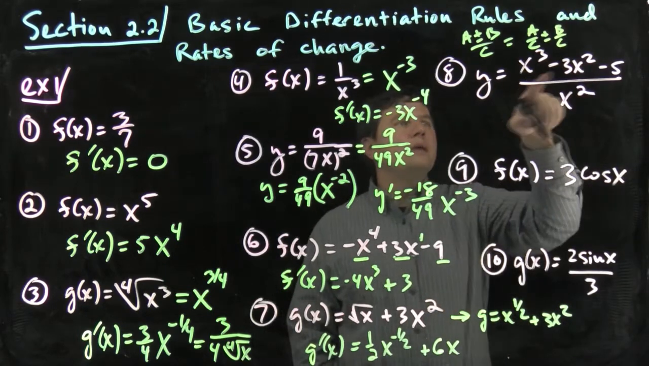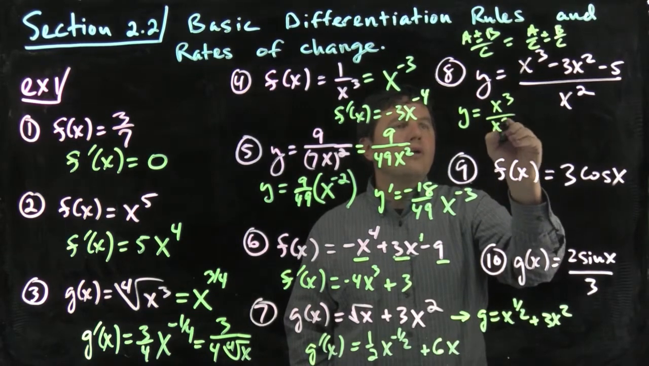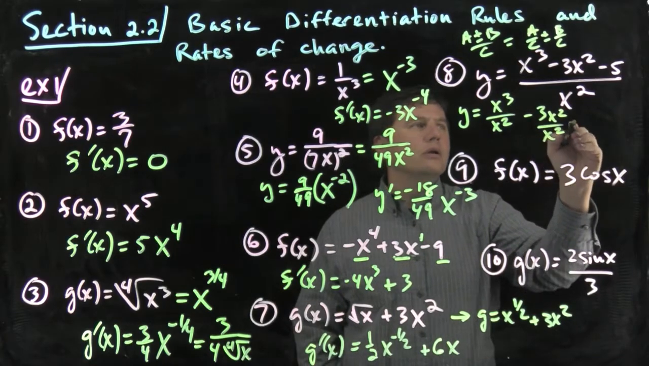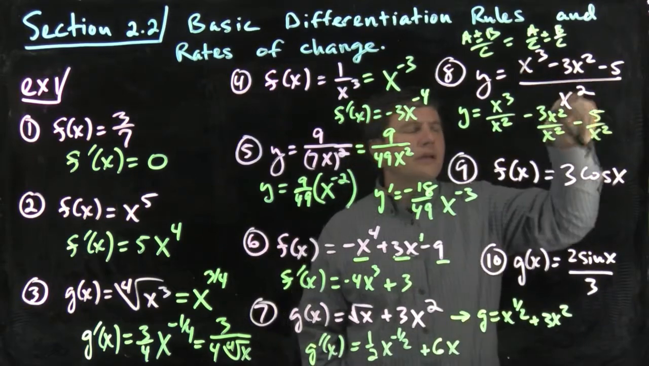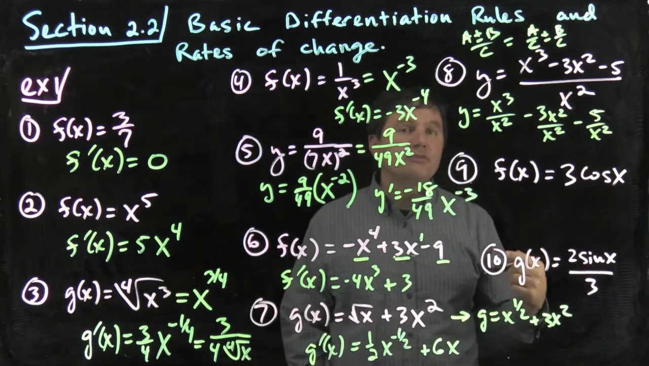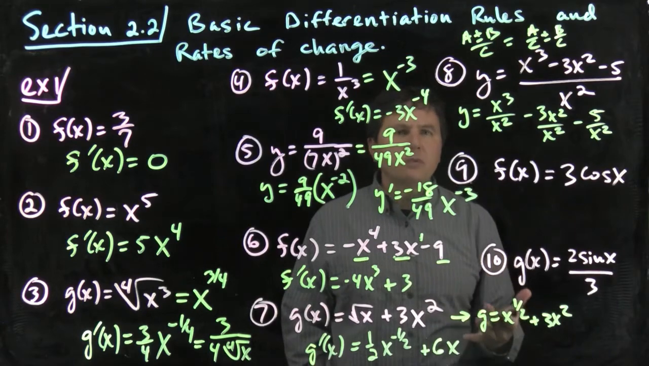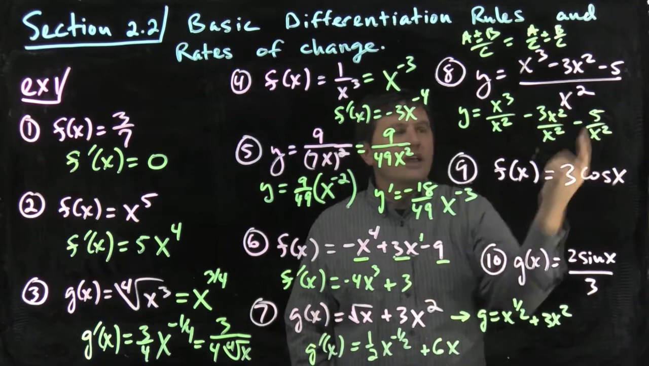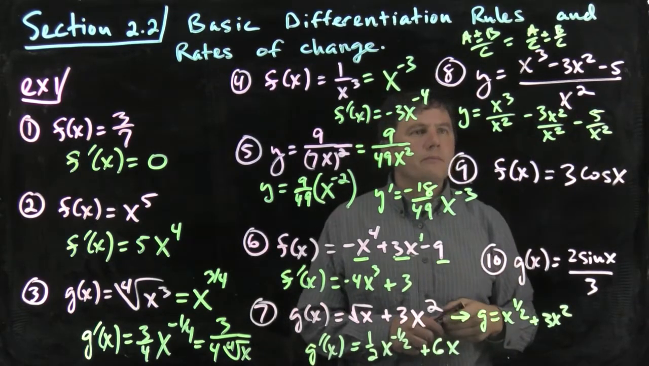Okay? So what I mean by that is I can actually rewrite this thing as y equals x to the 3rd over x squared minus 3x squared over x squared minus 5 over x squared. So each one of those gets divided by x squared. If you want to think about it this way, it's kind of like distributing division, right? And that makes sense because division and multiplication are the same. We would have no problem if the x squared was being multiplied, we would distribute it. Well, the same thing basically happens with division. So I'm distributing the dividing by x squared.